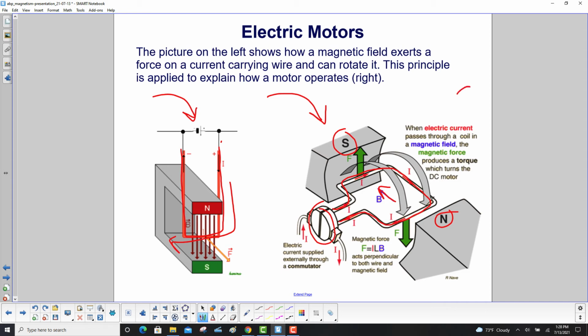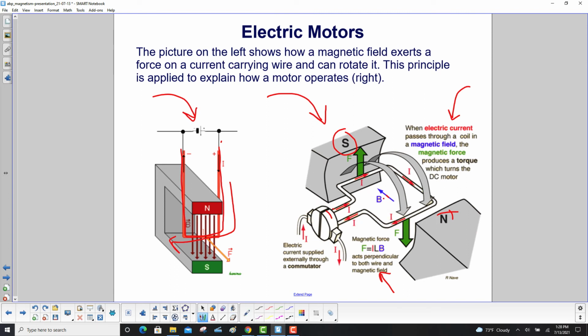When electric current passes through this coil, the magnetic force produces a torque, puts a force on it, which then provides the torque, which turns the DC motor. And the magnetic force is equal to ILB. It acts perpendicular to both the wire and the magnetic field, so it will rotate this little loop here. So let's just erase some of that for a second so you can see the different forces on it, because this is very important.